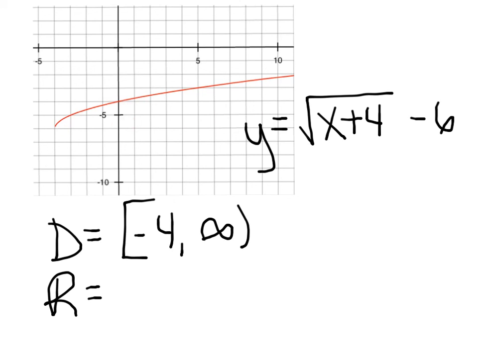And you can see that on the graph. Here's where my x values are. They start at negative 4 and go on forever. The range is like bottom to top, so it starts here at negative 6 and goes on to infinity. Again, it can be equal to negative 6, so I'm going to put a bracket around it.